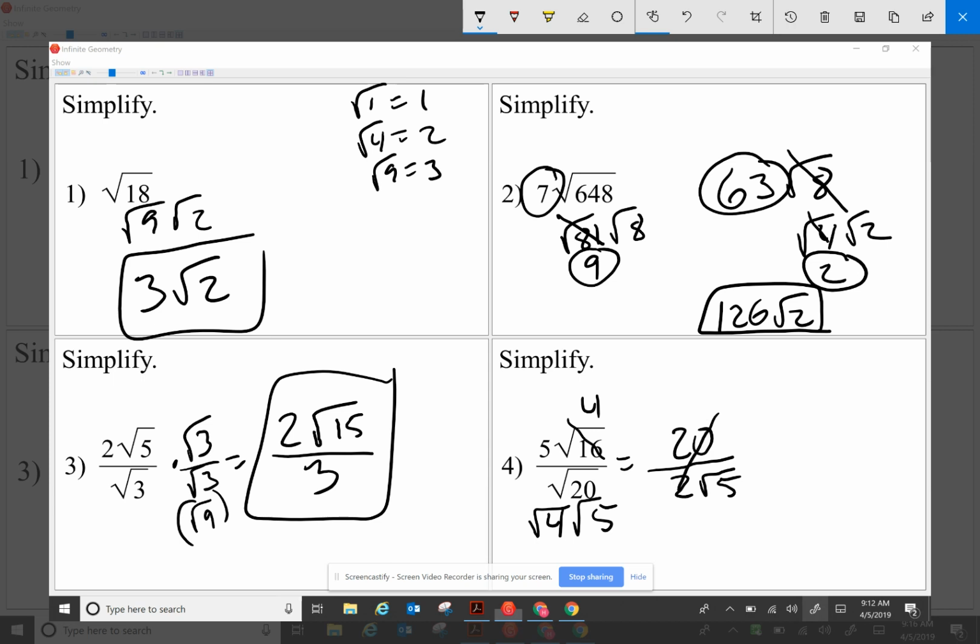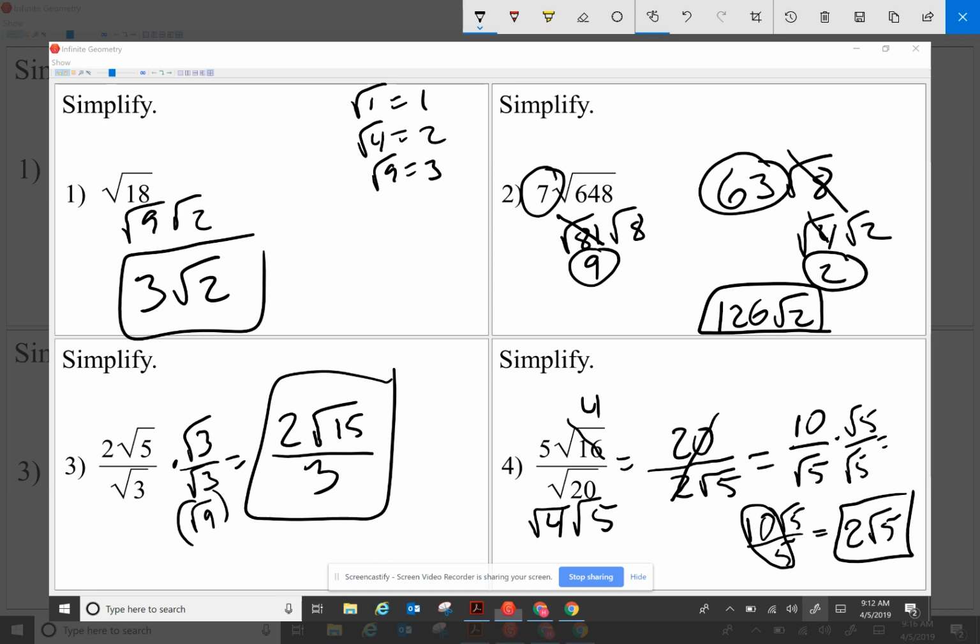I'm looking at my fraction. 20 over 2, I can simplify that as 10 over radical 5. No radicals at the bottom, so I have to multiply top and bottom by radical 5. So that gives me 10 radical 5 over 5. Now to finish this, I look at my fraction again, and I'm going to call this 2 radical 5. No radicals at the bottom.